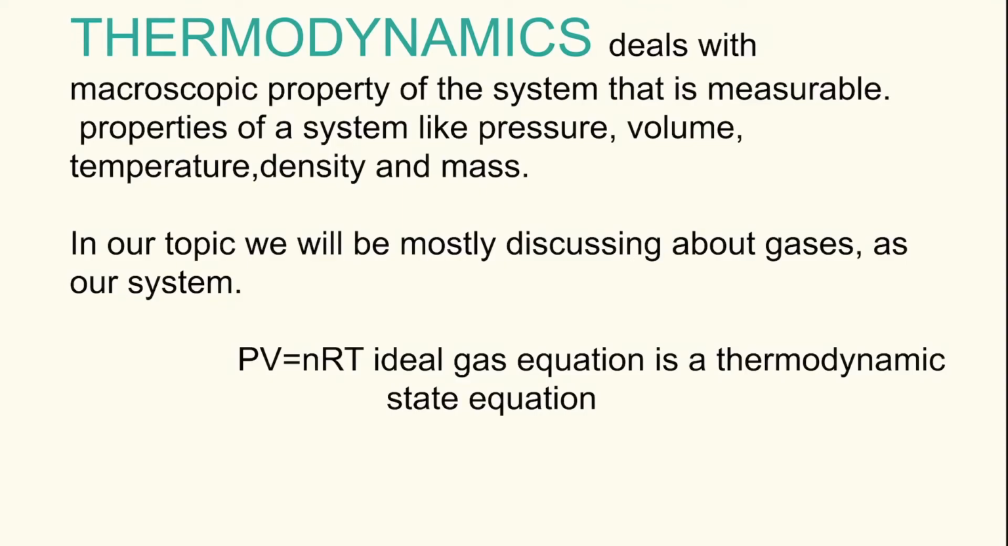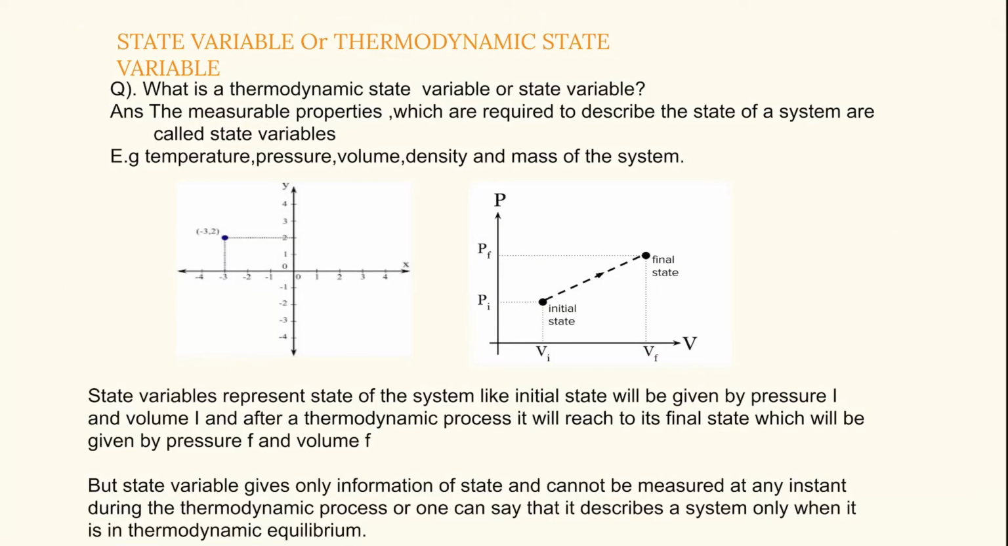So students, you have already known this equation PV = nRT. This is an ideal gas equation and it is also called the thermodynamic state equation. But why is it called the thermodynamic state equation? Because it has state variables. Now what are these state variables, or thermodynamic state variables?